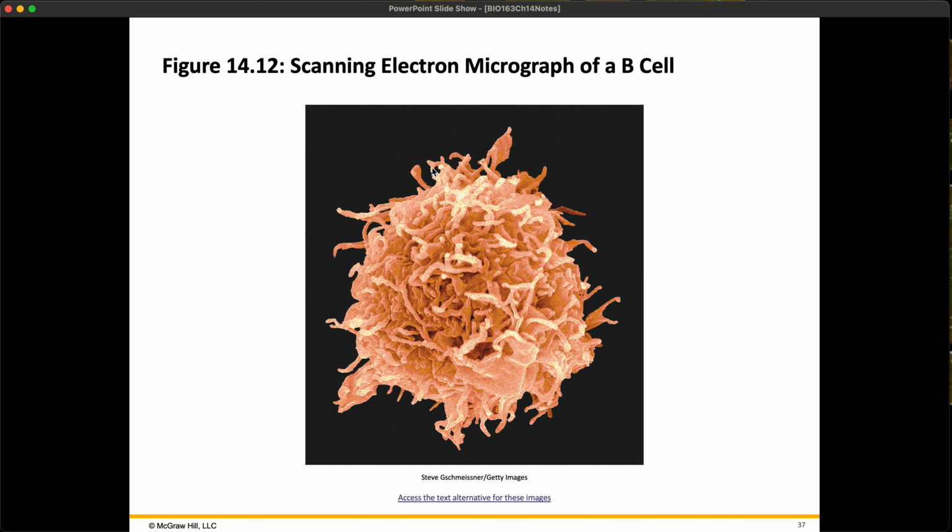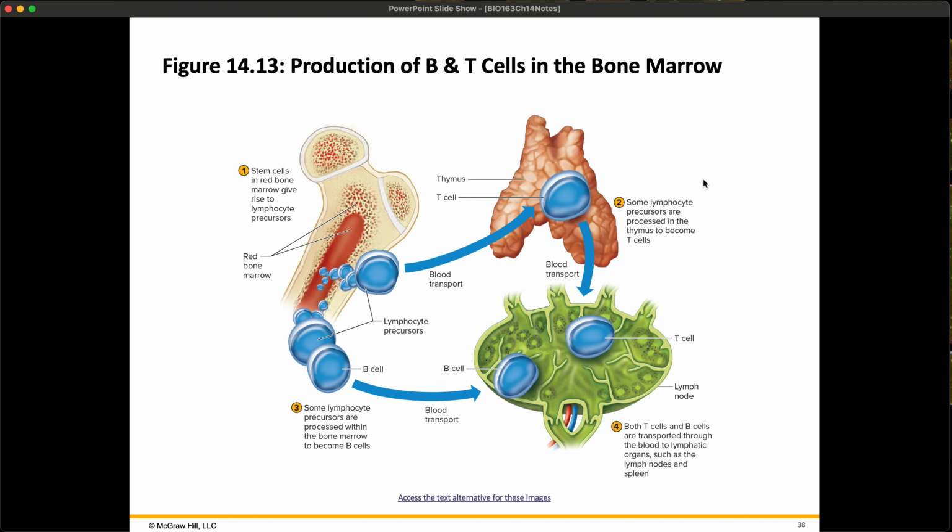Here is a B cell, just a typical B cell. So take a moment to read through the steps of production of B cells and T cells in the bone marrow. It starts in the bone marrow, gets transported through the blood to the thymus, where they become mature T cells, and then the others just circulate through the blood or settle in lymph organs, whereas the B cells stay in the bone marrow, mature there, and then are released into the bloodstream, where the majority rest in lymph organs.